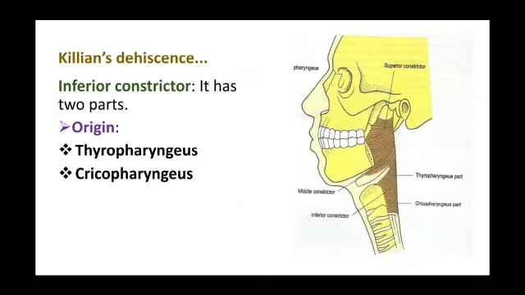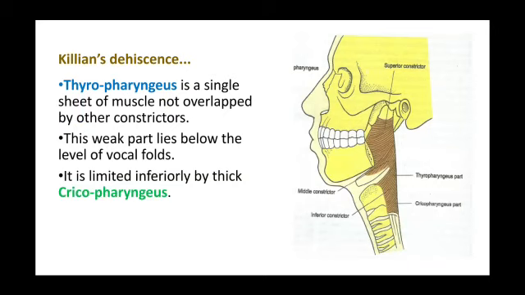Next, coming to the Killian's dehiscence. We have already seen that the inferior constrictor had two parts of origin, that is the thyropharyngeus and cricopharyngeus. The thyropharyngeus is a single sheet of muscle not overlapped by the other constrictor muscles. This is a weak part. It lies below the level of the vocal folds. It is limited inferiorly by the thick cricopharyngeus.